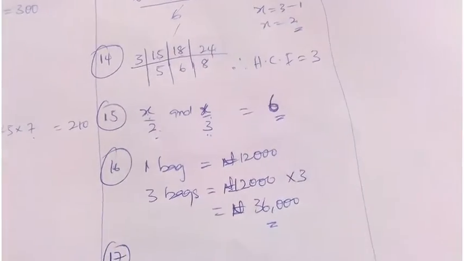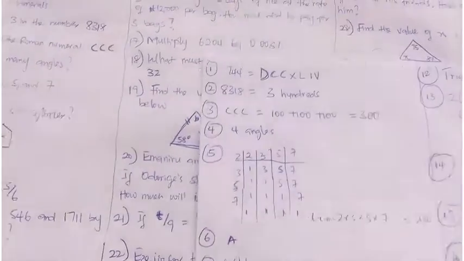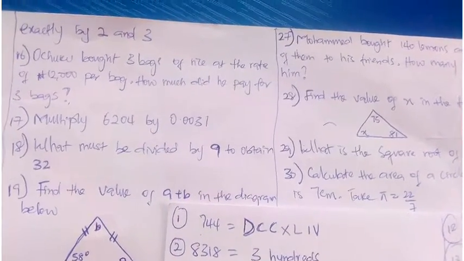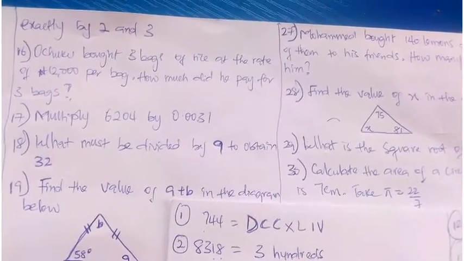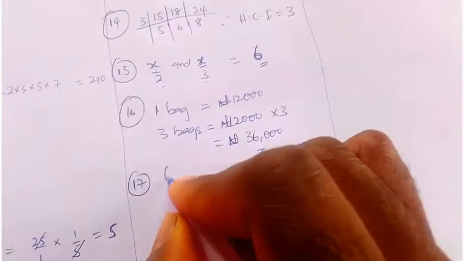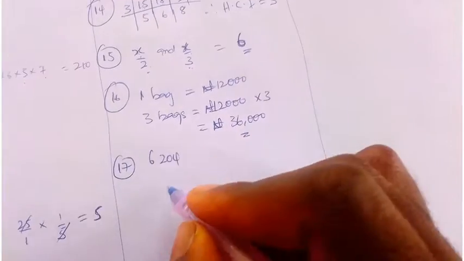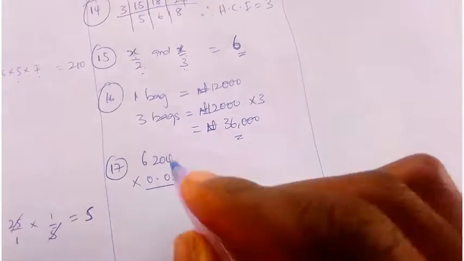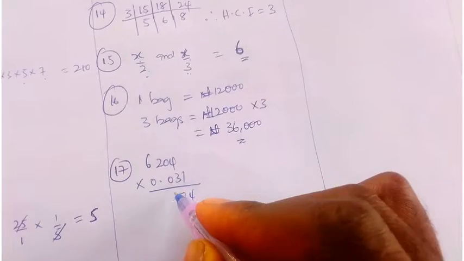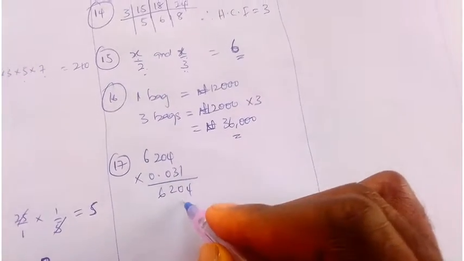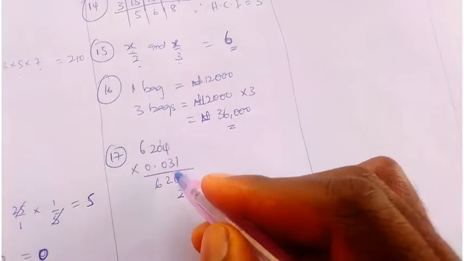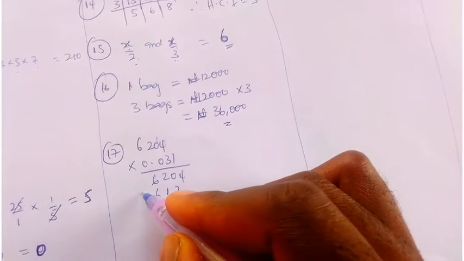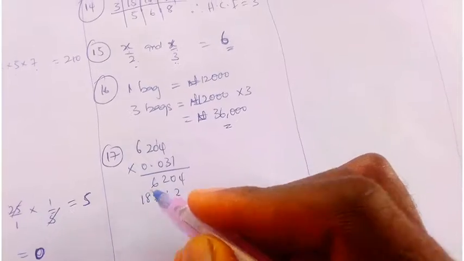Number 17 question. Okay, so number 17 question says multiply 6204 by 0.031. In this case, what will I do? Multiply. 1 times 4, 4, 1 times 0 is 0, 1 times 2 is 2, 1 times 6 is 6. 3 times 4 is 12, 2 remainder 1. 3 times 0 is 0 plus 1, 1. 3 times 2 is 6, 3 times 6 is 18.